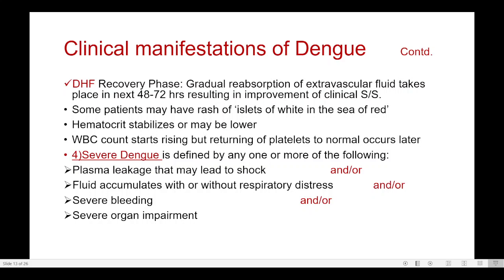So, one of the severe forms of dengue is dengue hemorrhagic fever. Next we come to another form, severe dengue, which is called dengue shock syndrome. It is defined by any one or more of the following. That means plasma leakage, which may lead to shock, and/or fluid accumulation with or without respiratory distress, and/or severe bleeding, and/or any severe organ impairment. All this belongs to dengue shock syndrome or expanded dengue syndrome.